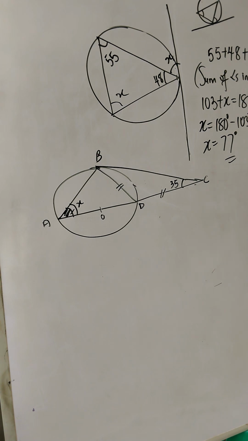Now, knowing what to do is more important than doing. So what do we do? What can we do? Which one? DCB, 35. DCB and DBC. So why are they the same? The reason is very important. Why are they the same?